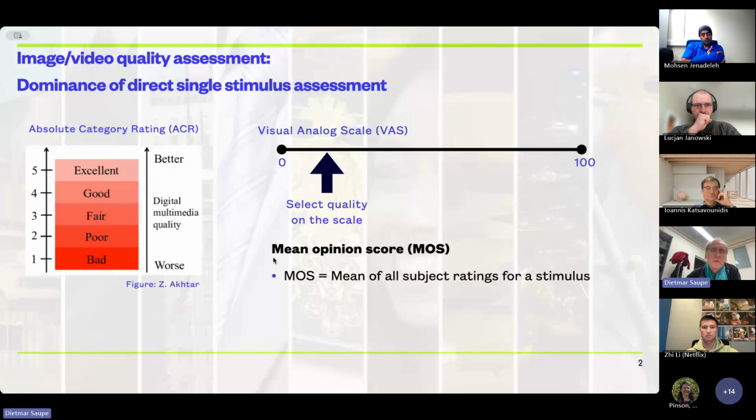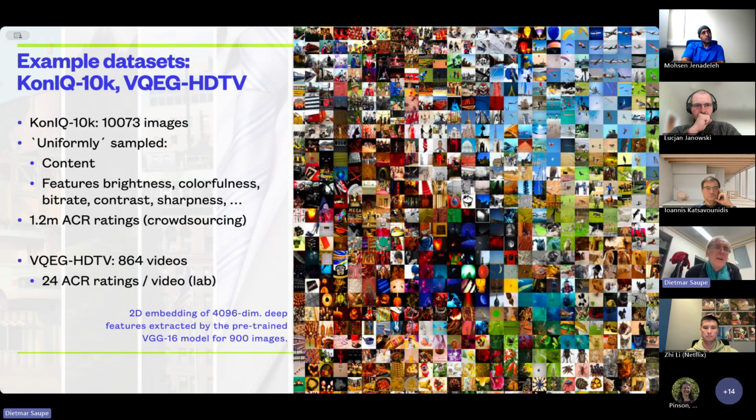What people usually do is to collect the mean opinion score, and this is what's being published together with a data set. For example, we have done the KonIQ-10k data set that was already mentioned in the previous session with over 10,000 images. They were uniformly sampled with respect to content features like brightness, colorfulness, and so on. We collected about 1.2 million ACR ratings using crowdsourcing. On the right here, you can see a snapshot of just 900 of those images sorted in 2D according to content, which was approximated by VGG16 deep features.